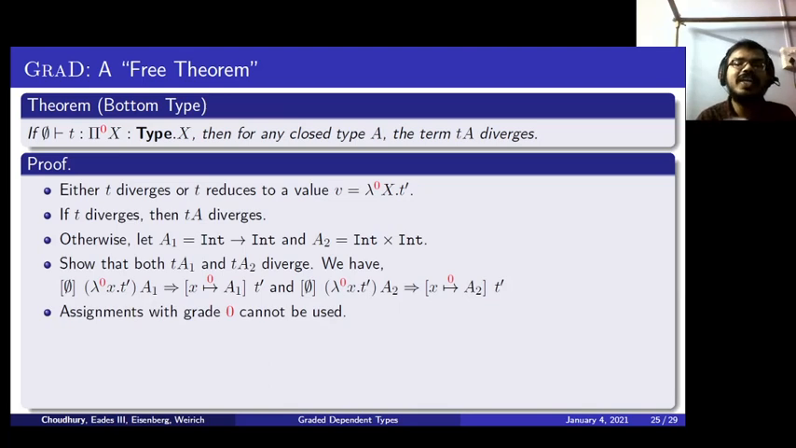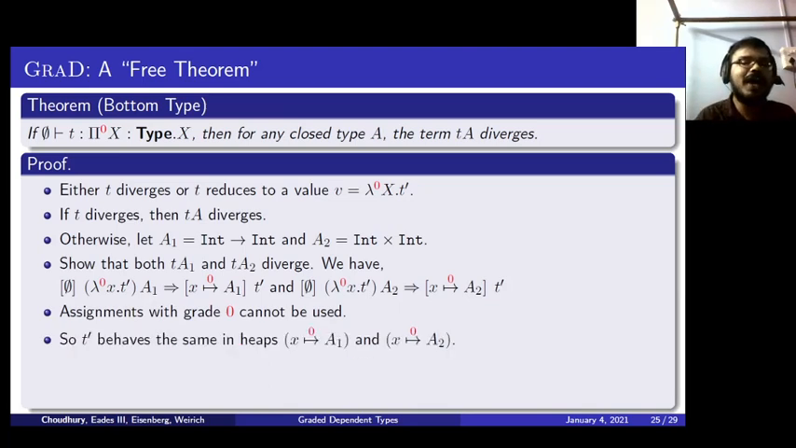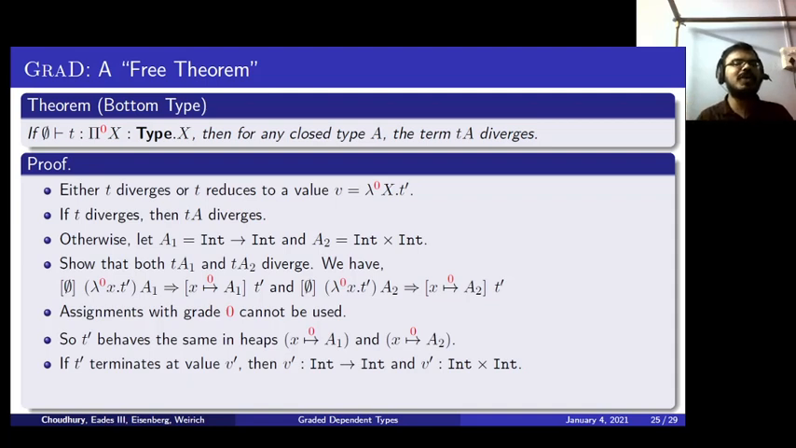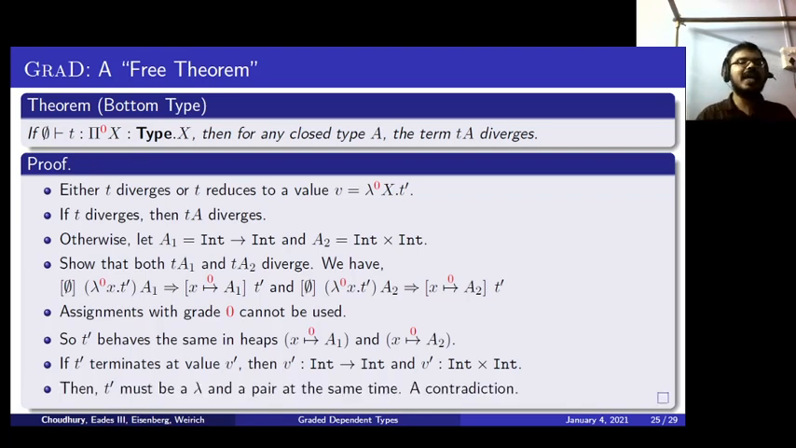Now 0 graded assignments cannot be used. So T prime behaves the same in both the heaps. Now if T prime terminates at value V prime, then V prime should have both an arrow type and a product type. That means V prime should be a lambda and a pair at the same time. But this is impossible. So TA1 and TA2 both diverge. Hence TA also diverges.